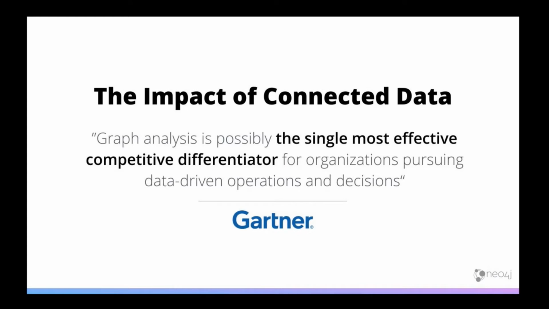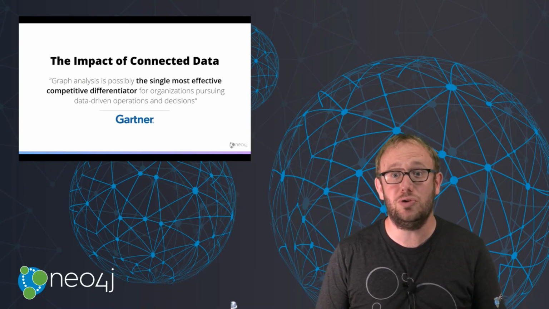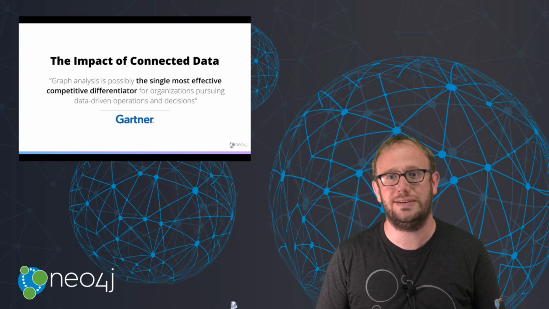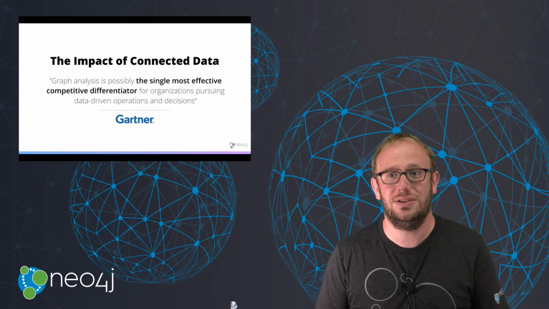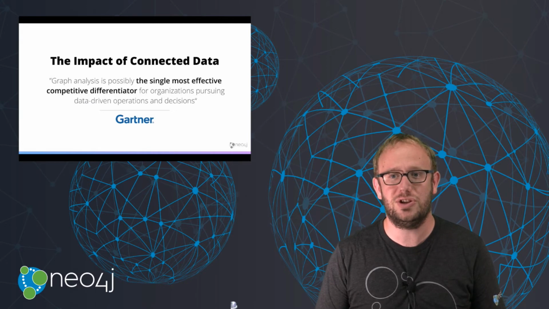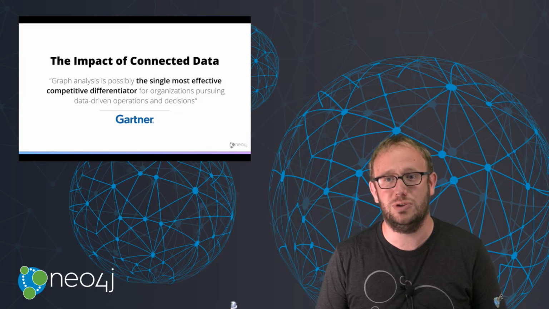Now, what is the impact of connected data? Gartner says that graph analysis is possibly the single most effective competitive differentiator for organizations pursuing data-driven operations and decisions. And what organization doesn't want to pursue data-driven operations and decisions? That's pretty much every organization out there nowadays. So consider the impact of graph analysis on your organization as the impact of looking at the connections between data.